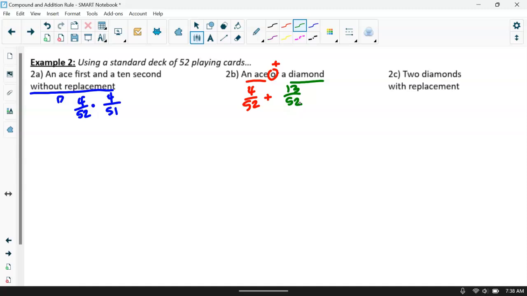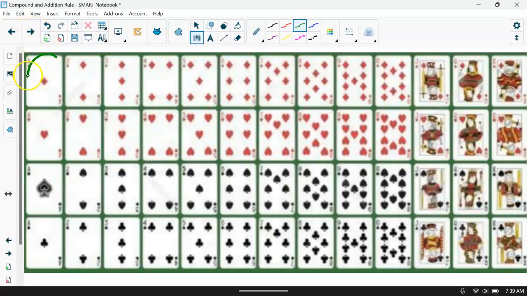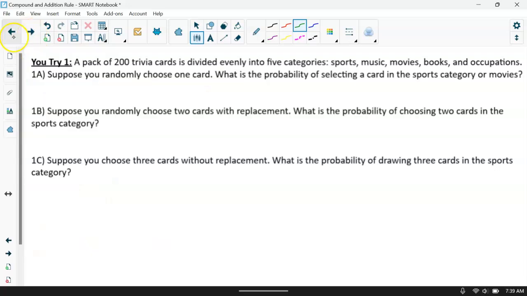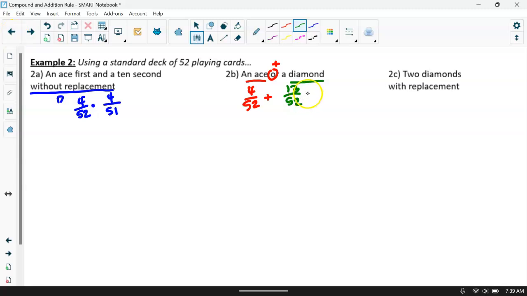Now we need to consider, is there an overlap? Is there a card that is an ace that is also a diamond? Yes. If you notice, we have one card here, right? The ace of diamonds. So that means we need to subtract that 1 out of the 52. So again, always consider with the or if there's an overlap. So that's why here you end up with 16 out of 52, which of course can be simplified, not 17 out of 52, right? Because we had to subtract the overlap.